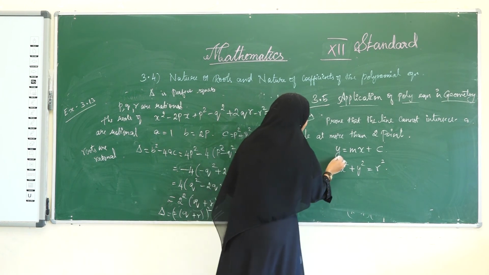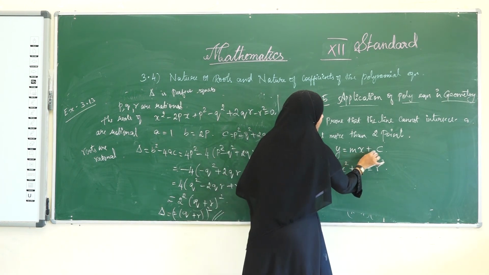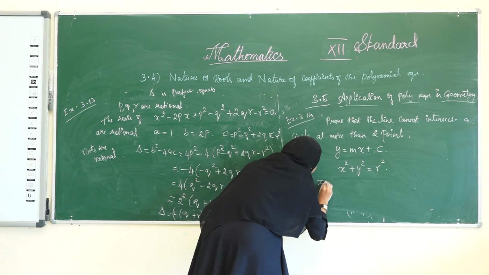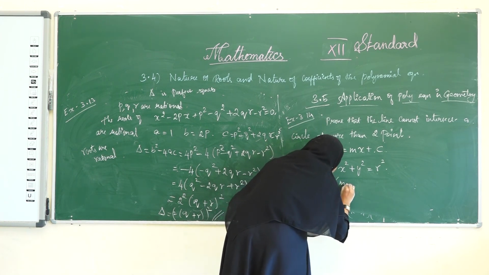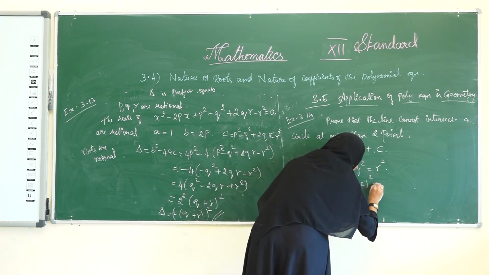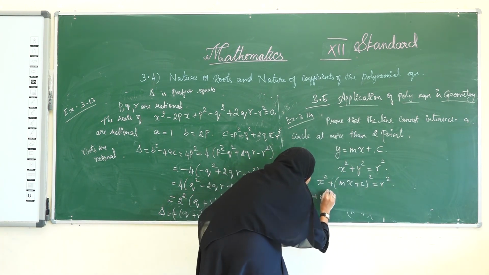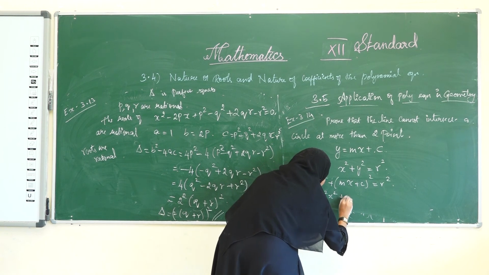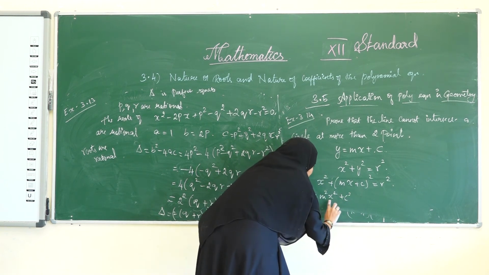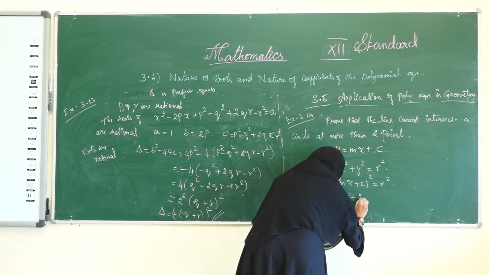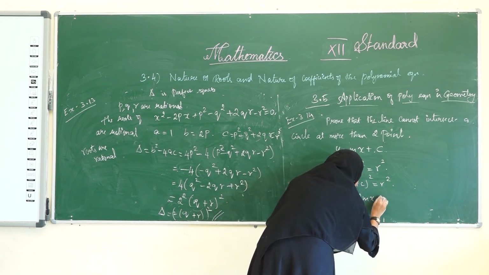Now we are substituting the value of y as mx plus c in this equation, that is x square plus mx plus c the whole square is equal to r square. What we get: x square plus m square x square plus c square. This is the a plus b the whole square format, right? m square x square, a square plus b square, that is plus c square, plus 2ab, that is 2 m x c.